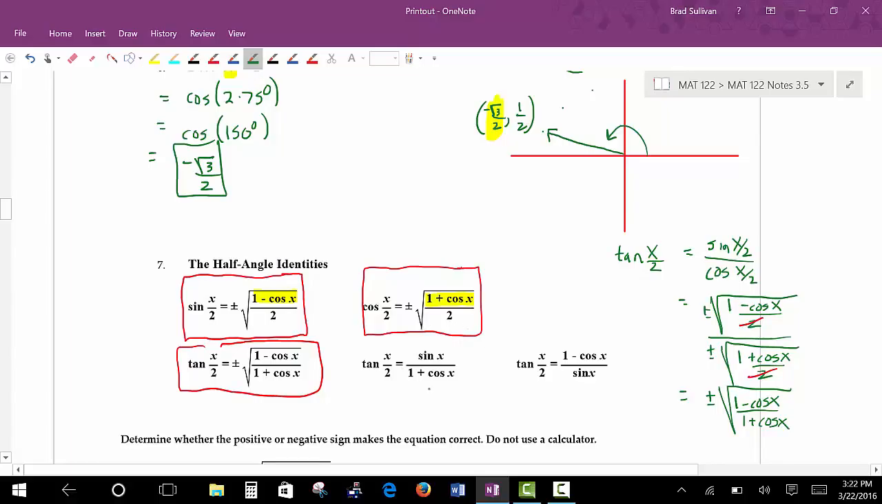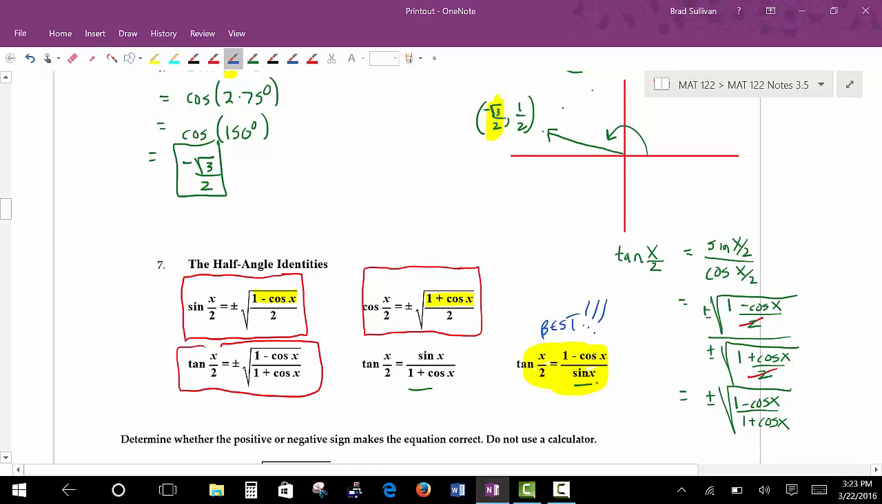The derivation of these two is a little bit more complicated, but one thing you might want to make a note of is that the tangent identity has 3 versions. And this one right here is typically the best one to use. So you're going to see I generally use this identity more than that identity or that identity, just because it's easier to deal with.